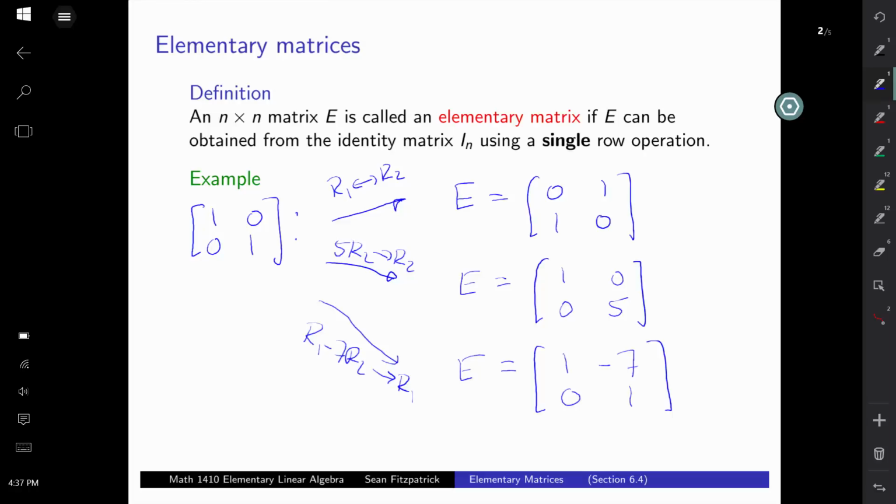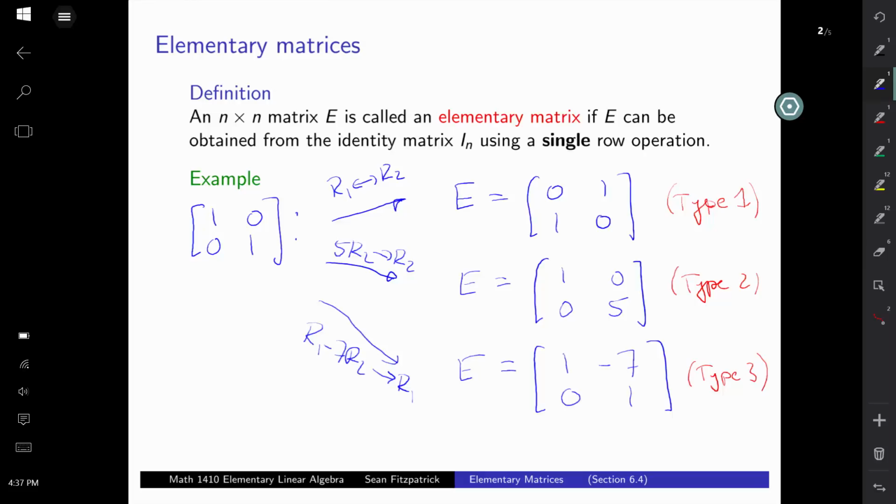In general, you'll find that there are 3 types of elementary matrices: type 1, type 2, type 3, in the same way that we classified the corresponding row operations as type 1, type 2, type 3. A type 1 elementary matrix you can spot by noticing that you have the identity matrix except there are 2 rows that have been switched.